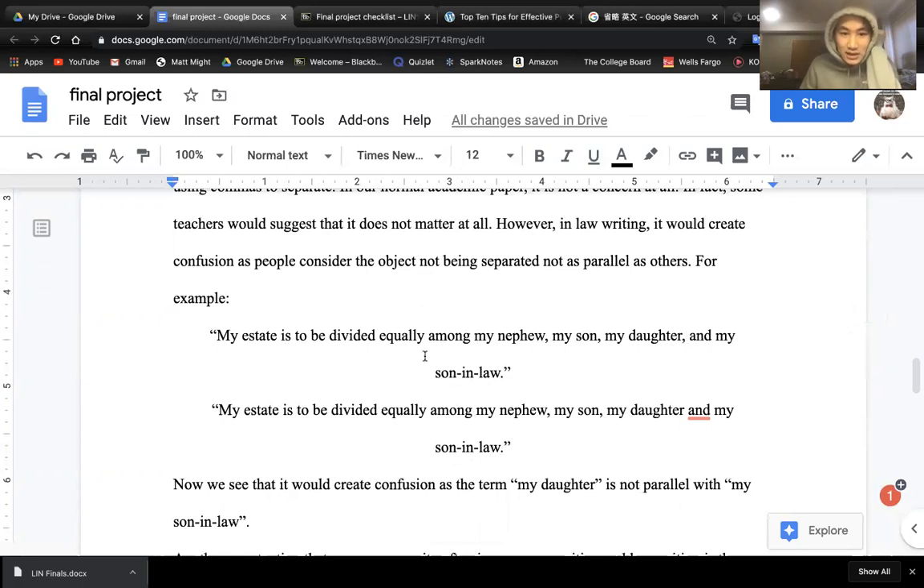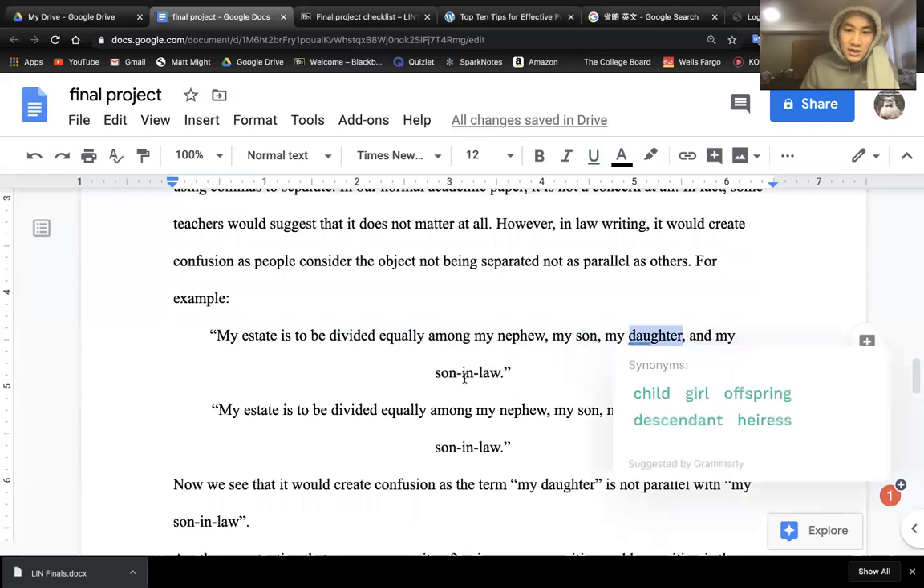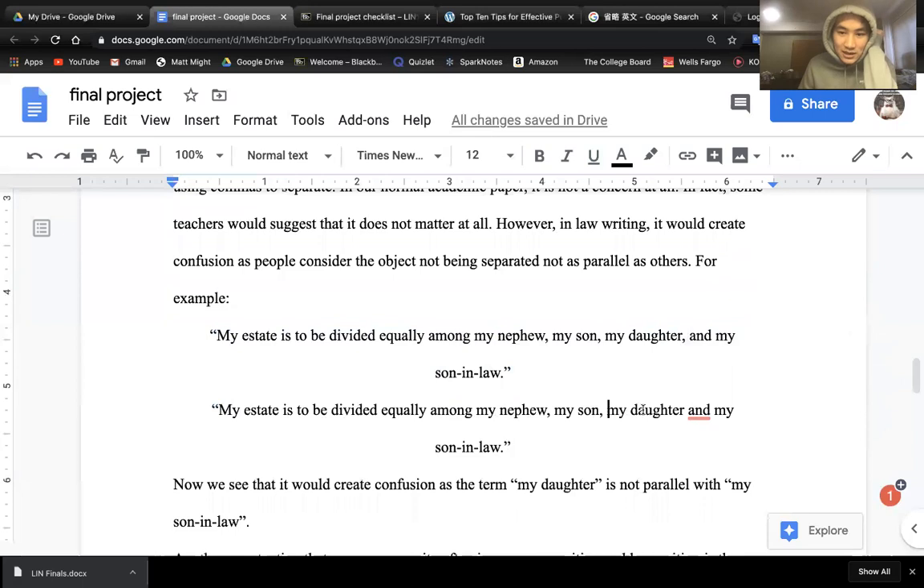So the first sentence is clearly that the estate is divided among nephew, son, daughter, son-in-law. But the second sentence may create confusion that the property is actually divided among nephew, son, daughter and son-in-law, which somehow signals that my daughter and my son-in-law are one party sharing among my nephew and my son with the property.